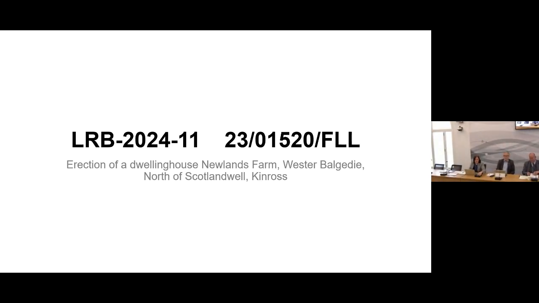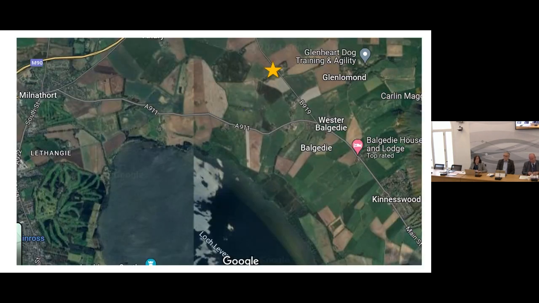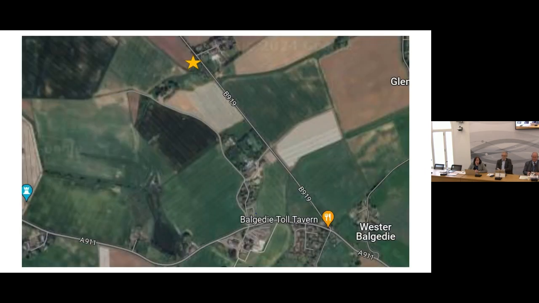Thank you, convener. Again, we'll just run through the slides first of all. So the appeal site here is denoted with the yellow star, where you can see Loch Leven, obviously there, Milnathort to the west, Wester Balgeddy, and then it's just to the west of the B919 road. Next slide, please.